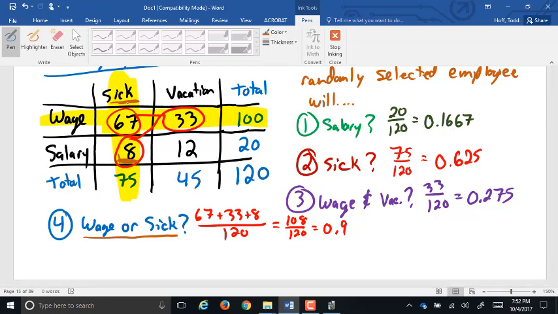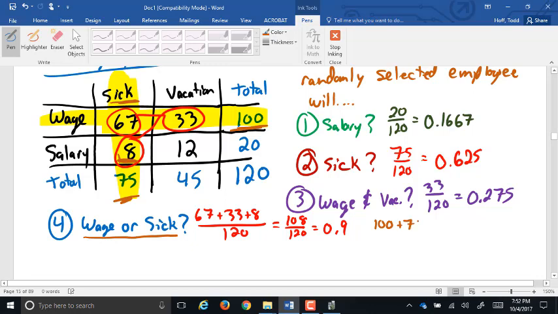Now, the other way we could have figured that out is we could have used the totals, the 75 and the 100. Well, you're thinking if I add 100 plus 75, that's 175. That's not 108. What's the problem with that total? The 67 was counted twice. So I have to subtract out the one that's counted twice. Guess what? That's still 108.